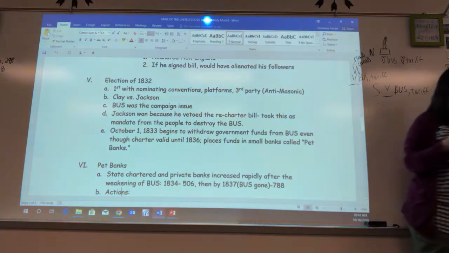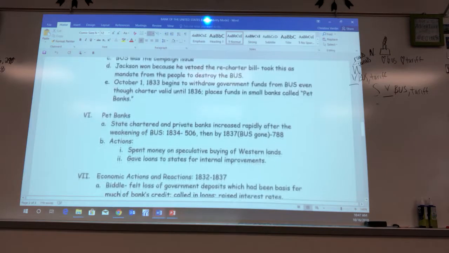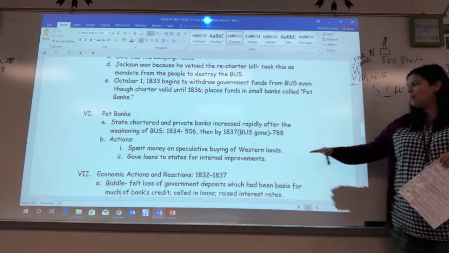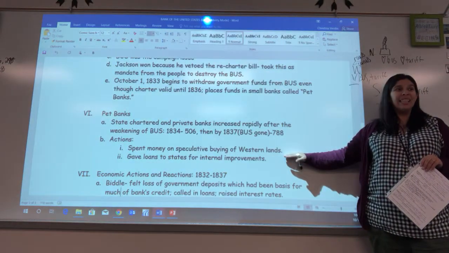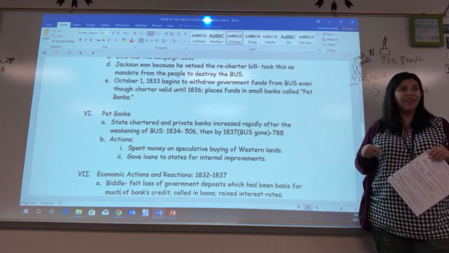Okay, so a pet bank is where Jackson put the surplus funds, and we're going to see these pet banks. Do they have anybody overlooking them now? No. There's no rules to follow, so are they going to go crazy? We're going to see they're going to spend money on Western lands. Is that safe? No, because they think they could buy all this land and earn a lot of money, but do they earn it? No.